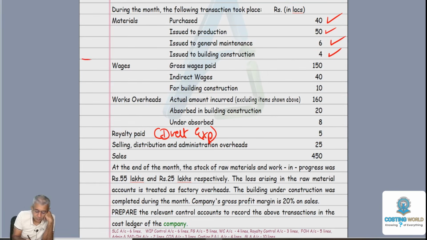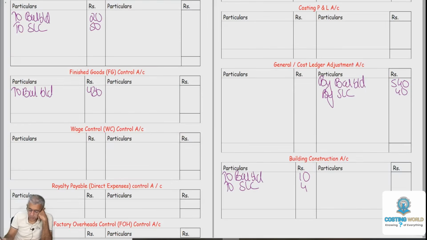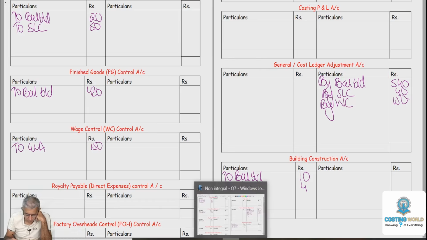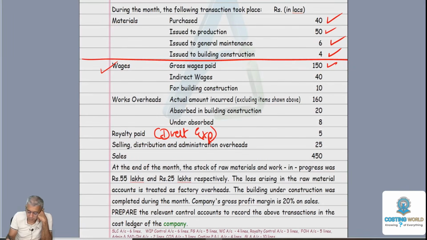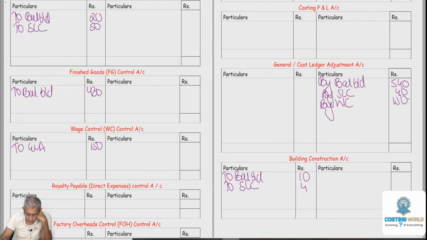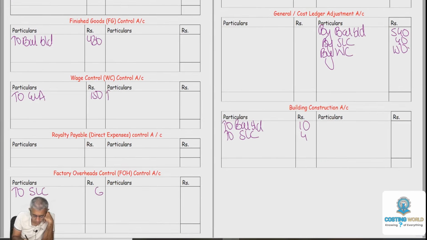Further, this is altogether done. Wages. Gross wages paid 150. So therefore, wage control account debit to GLA 150, by wage control 150. Obviously, this will be your total wages paid. Now, out of that, how much is indirect wages? 40. Tell me, indirect wages go where, beta? Factory overhead. So write down by FOH 40.